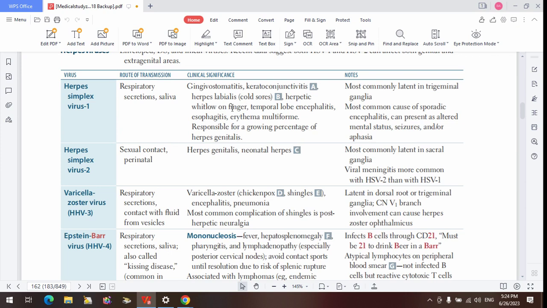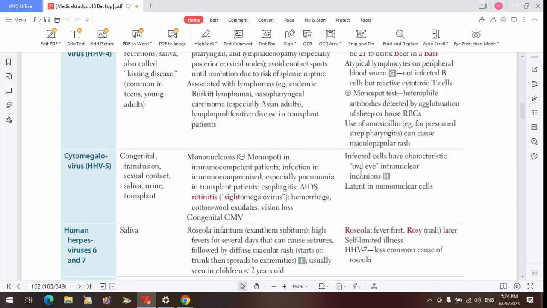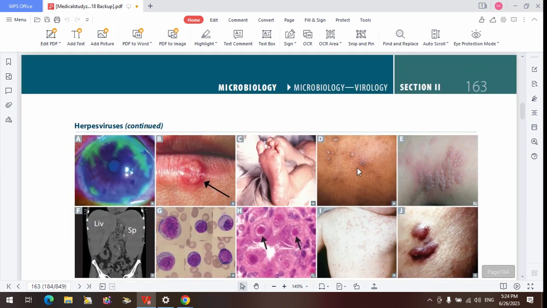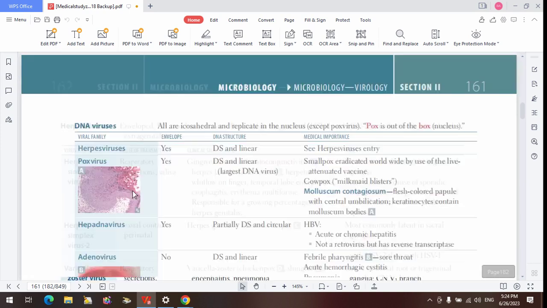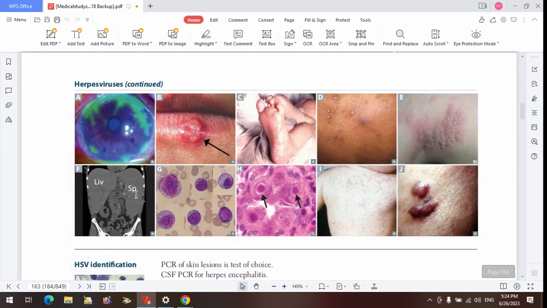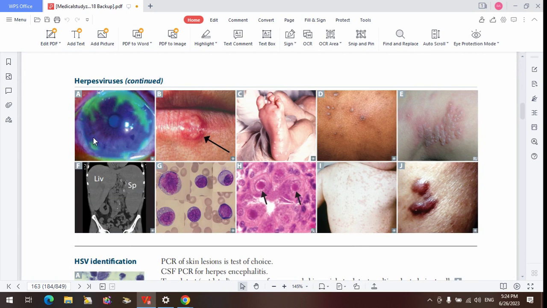They can develop herpetic whitlow. We don't have the image again. This is the keratoconjunctivitis; you can see they've stained it with a dye, which is why it looks like this. And this is herpes labialis in people that have reactivation of the herpes virus.